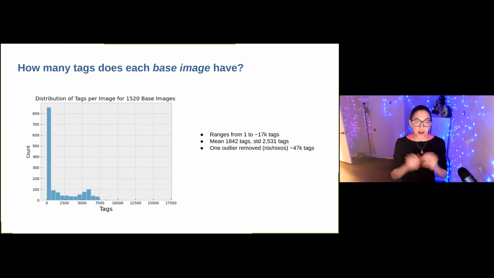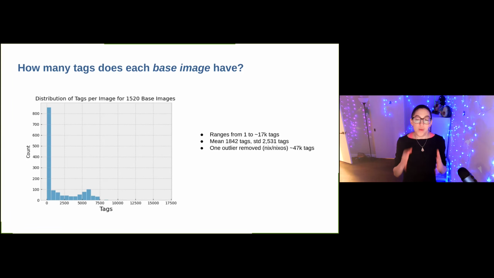The first question is, once we take all of those base images and we query the registry, how many tags does each one have? Very logically, this reflects how often someone might have automation to build a container. But I'll note that the range is from 1 to 17,000, which means that there are some containers that someone just built and probably pushed just once and called it a day. But there's huge variations. So the mean was 1,842 tags with a standard deviation of 2,531. There was one outlier, NixOS, with 47,000 tags.